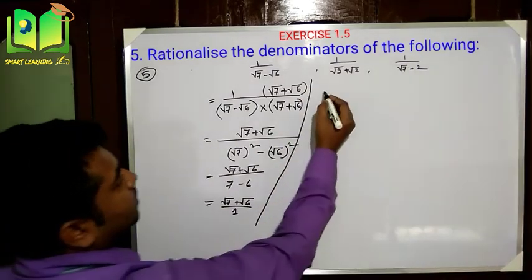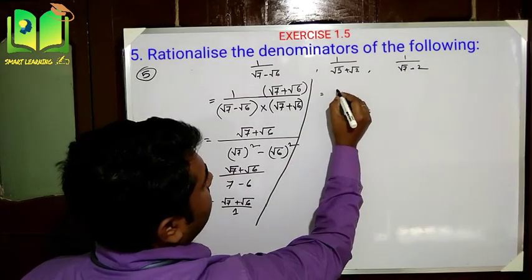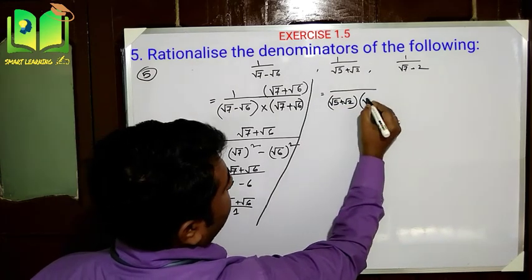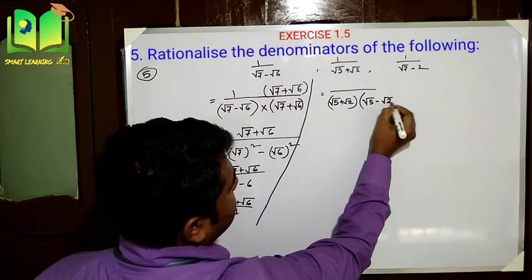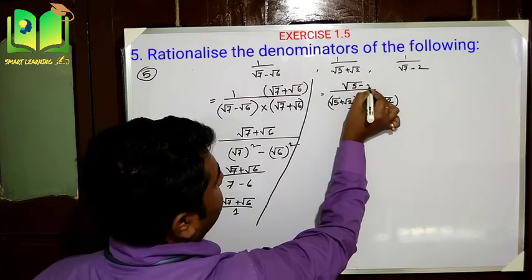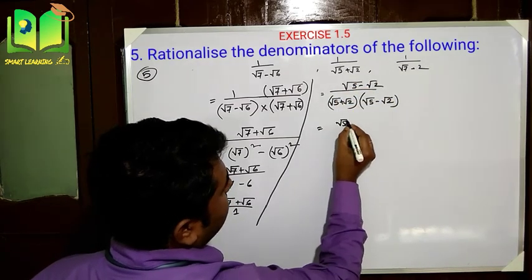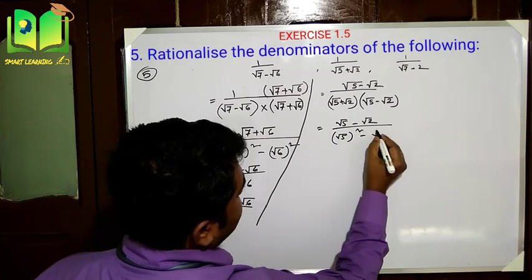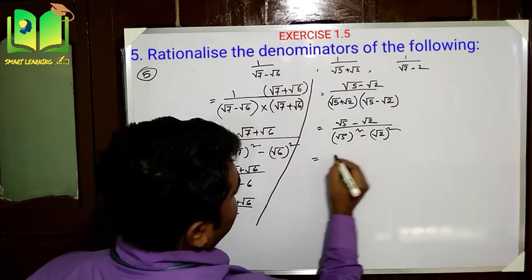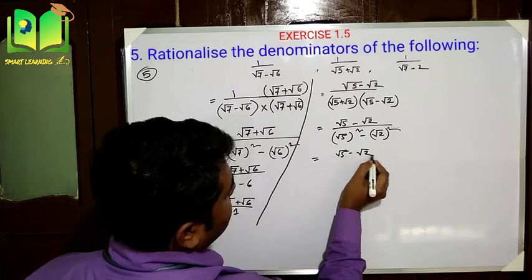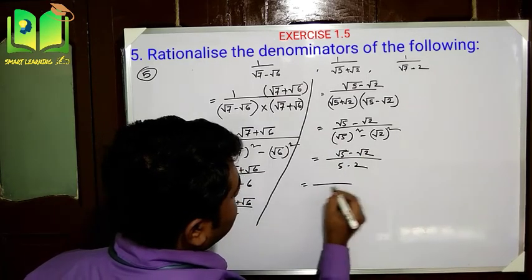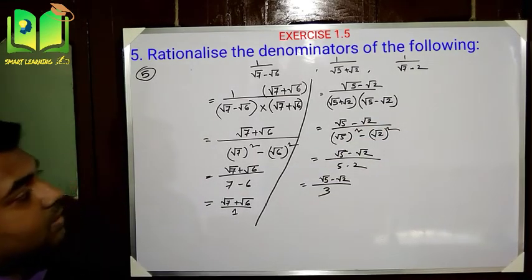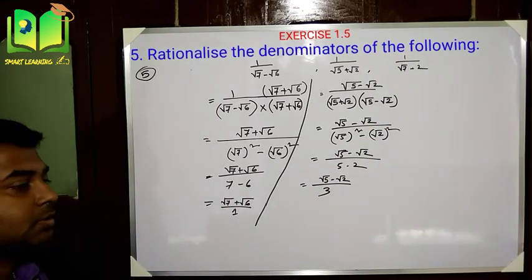Same way we will do this one. I am going to multiply this one by root 5 minus root 2, the opposite one. So root 5 minus root 2 divided by root 5 whole square minus root 2 whole square equals root 5 minus root 2 by 5 minus 2, which is 3, and here root 5 minus root 2. Same formula, a square minus b square equals a minus b into a plus b.